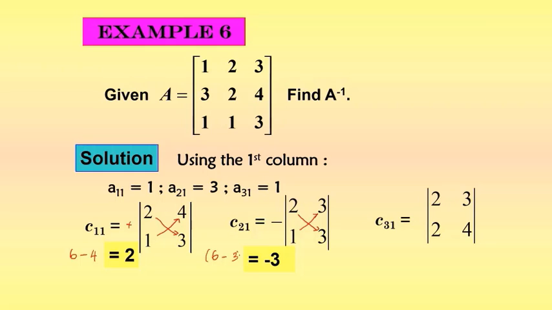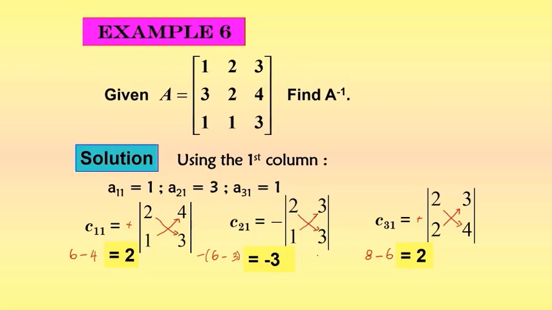Okay, so we have the negative sign in front of this one. So we have negative 3. And then for C31, by deleting the third row and first column, the sign from this is positive. So 2 times 8 minus 2 times 3. So we have 8 minus 6, that is 2. So this is our cofactor entries corresponding with the selected column.